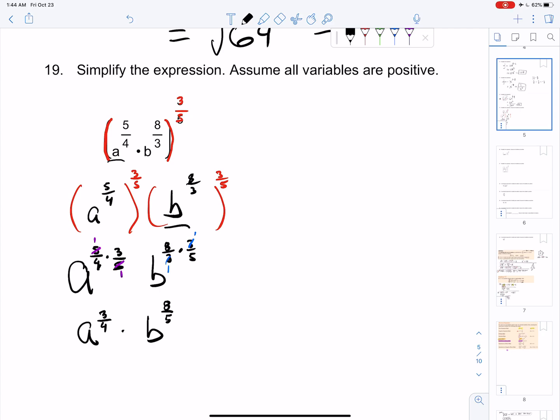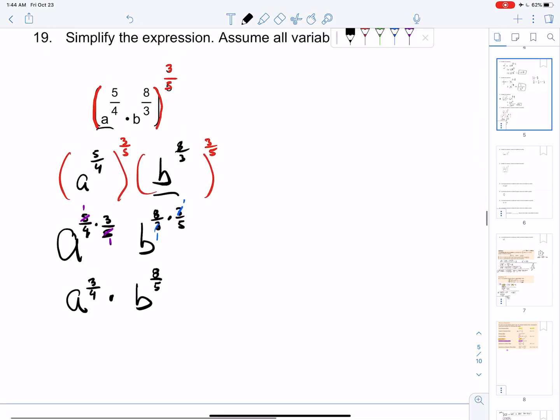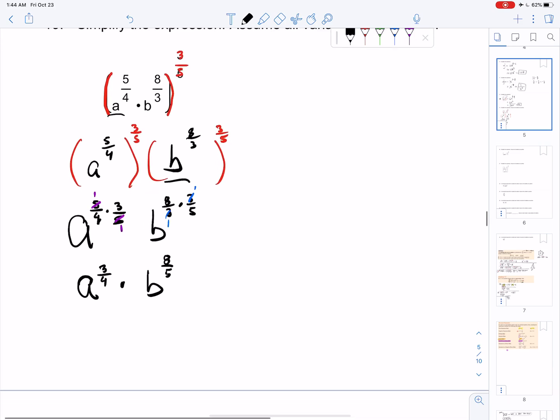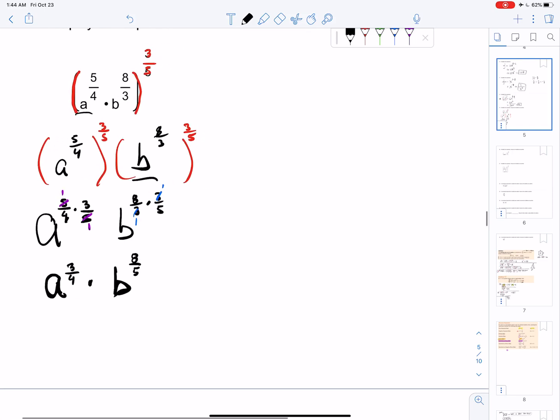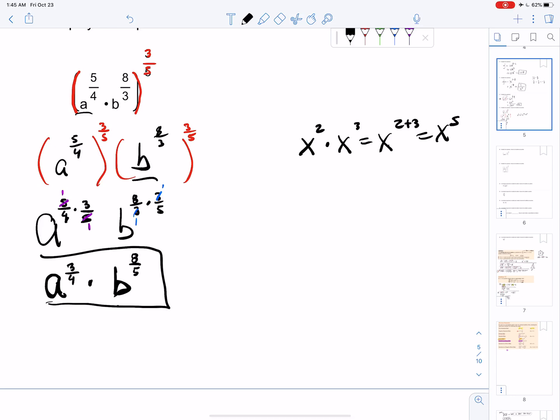Now you might be enticed at this point to add those exponents because we're multiplying, but the problem here is this base is a and this base is b. So the rule that you might be accidentally trying to use would say if the bases are the same and you're multiplying, then you add the exponents. But the bases are not the same. So this is as far as that goes, and we're done. A to the 3/4 times b to the 8/5.